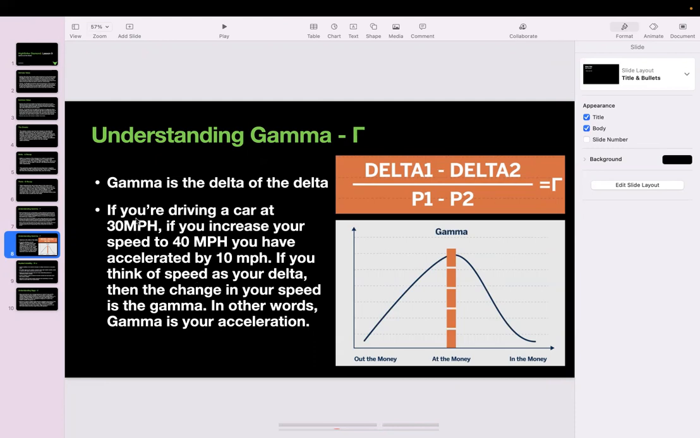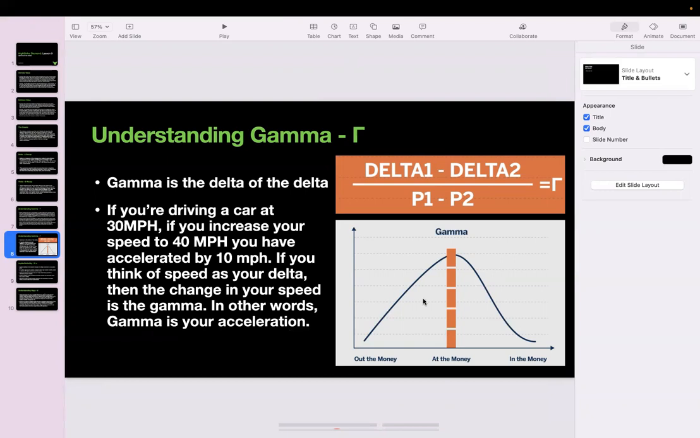If you're driving a car at 30 miles per hour, and you increase your speed to 40 miles per hour, you have accelerated by 10 miles per hour, right? If you think of speed as your delta, then the change in your speed is the gamma. In other words, gamma is your acceleration. So the increase from 30 to 40 is your delta. I'm going 30 miles an hour. Now I'm going 40. That's my delta. Then my gamma is, did I get from 30 to 40 in 1 second? Did I get from 30 to 40 in 5 seconds? Gamma is how fast you got there, right?